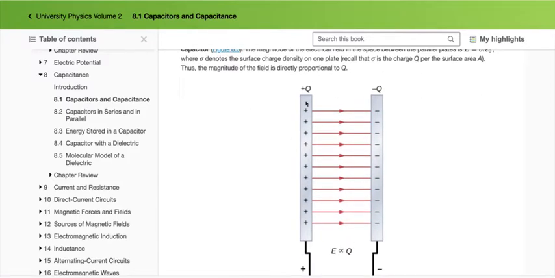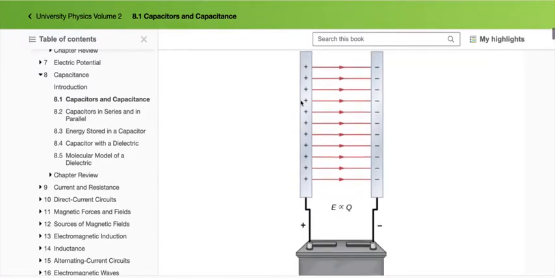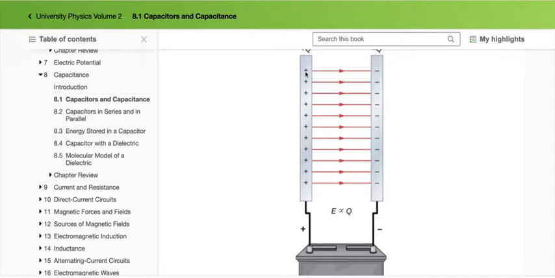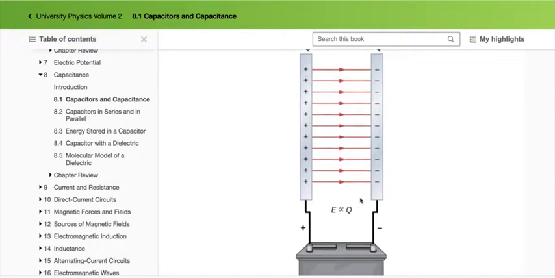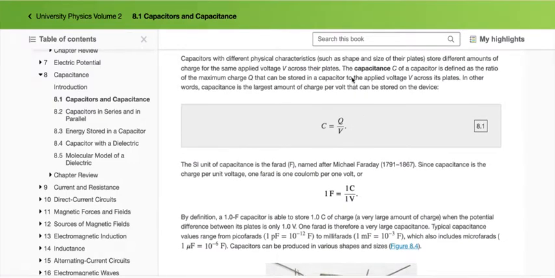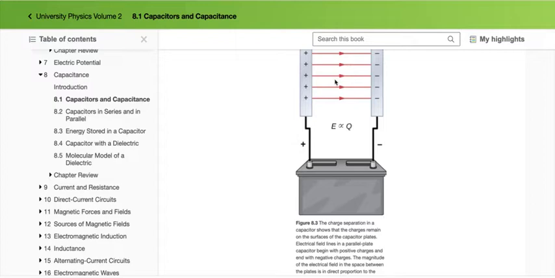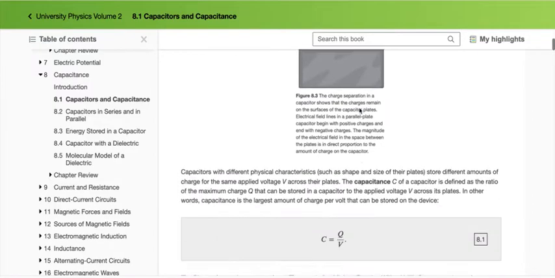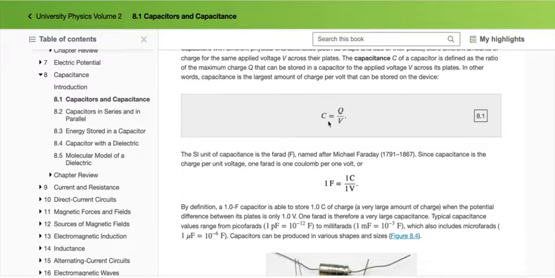Okay, so if we had, say, a parallel plate capacitor, we know that we'll get a near constant electric field in between them. We'll develop our formula for capacitance here in this situation in a moment. First, the definition of capacitance, C, is the amount of charge you can store on the positive plate per volt applied.